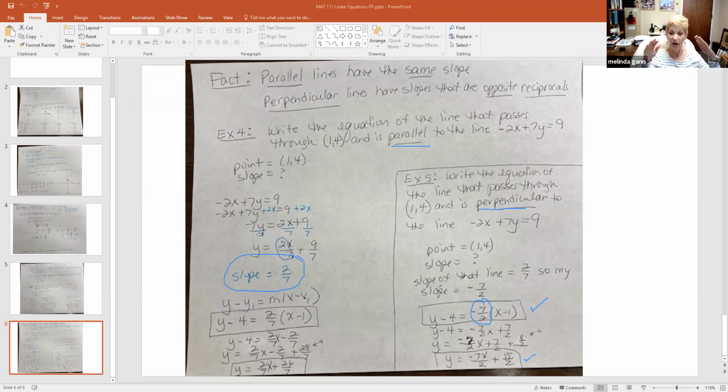So when they're parallel, their slopes are the same. When they're perpendicular, they're opposite reciprocals. So I hope that helps you with your homework. Try it, but remember, this material is not for test 1. This material is for test 2. Okay? So go try that homework and let me know if you have questions.